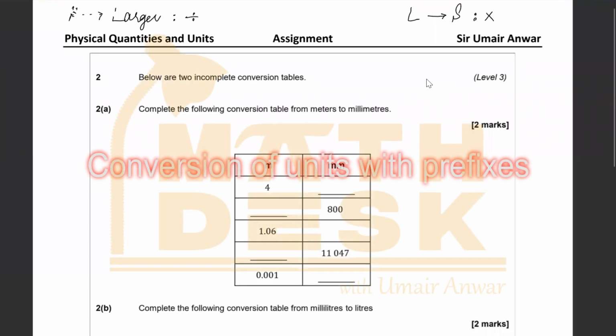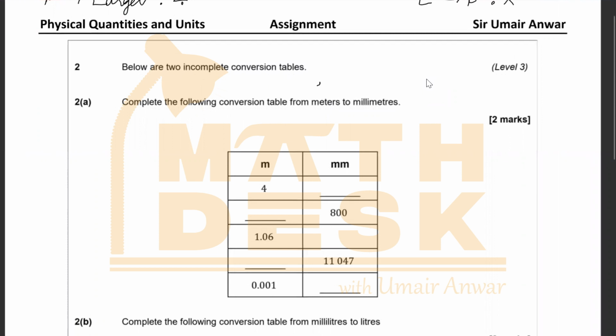It says, complete the following conversion table from meters to millimeters. If we compare the length of 1 meter with 1 millimeter, it is clear that 1 meter is larger than 1 millimeter. So in this table, some of the quantities are given in meters and we need to convert them into millimeters. And there are two quantities which are given in millimeters and we need to convert them back into meters.